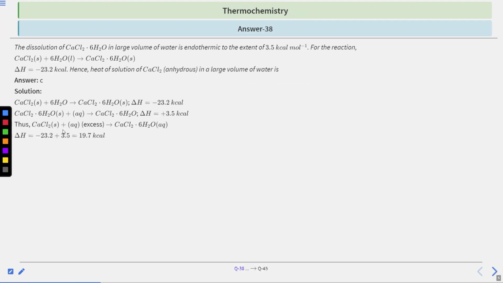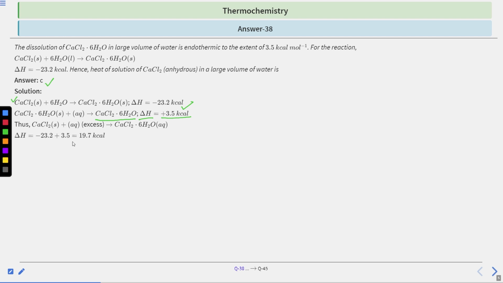Okay, so the correct answer is option C. We have been given this equation, CaCl2 plus 6H2O gives CaCl2.6H2O in the solid state, right? And del H for this reaction is minus 23.2 kilocalorie, which is given. And CaCl2.6H2O will again dissolve in the aqueous solution. We have the product as CaCl2.6H2O again. And del H for this reaction is 3.5 kilocalorie, right?